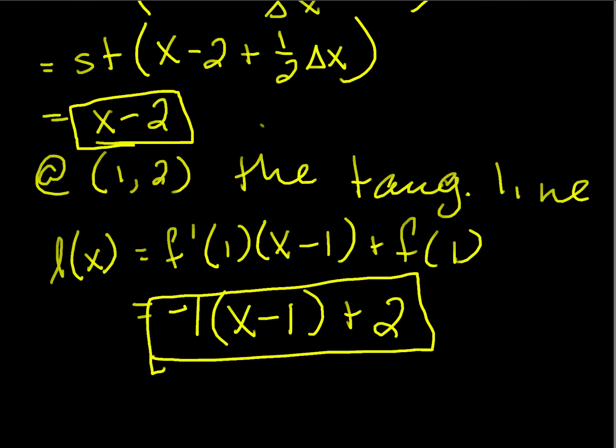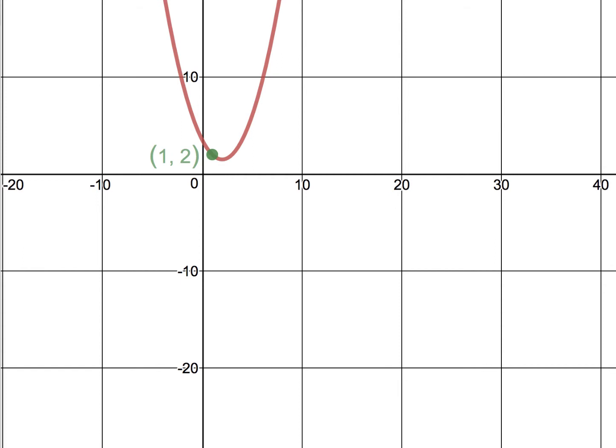So let's open up a graph and look at how this all works out. So here is the graph of 1/2 x squared minus 2x plus 7/2. And we're looking here at the point 1, 2. That's the point where we calculated the tangent line. And if I plot the tangent line, it slices through right like that. And so we can see that it just kisses the graph and then ricochets off.